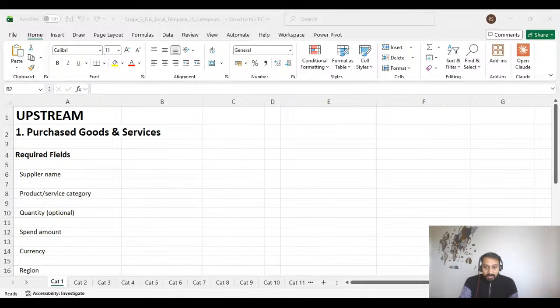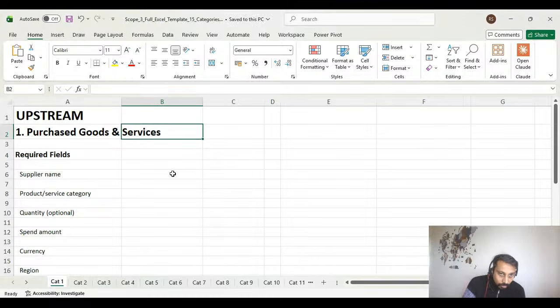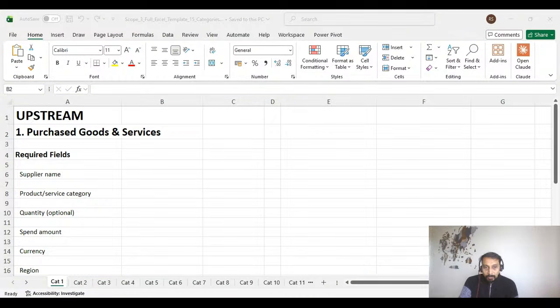So let's start with the calculations. First is upstream purchased goods and services, category one, which is a very easy category, as definitely all the categories are very easy. You require an emissions factor. Here I'm using the emissions factor of UK DEFRA. For example, a company buys office furniture that spends 100k pound, and the category will definitely be furniture, and the method we are going to use is based on the spend or based on the quantity.